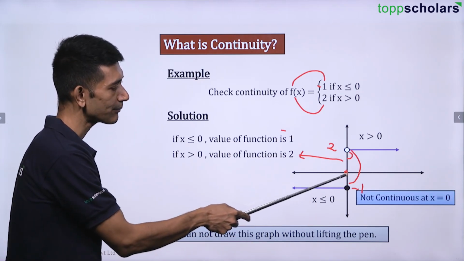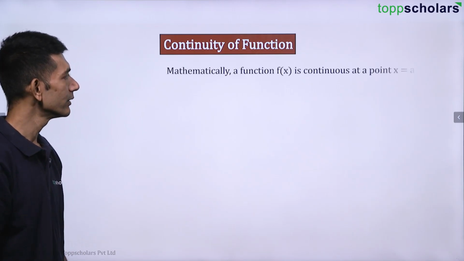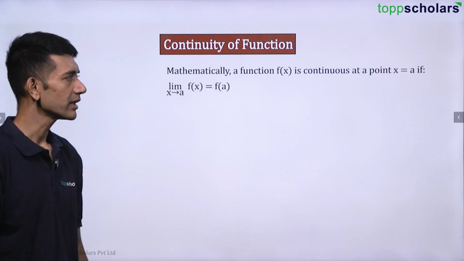Because at 0, what's happening is this is getting separated. Okay, let's continue. So, mathematically, a function f(x) is continuous at point a.